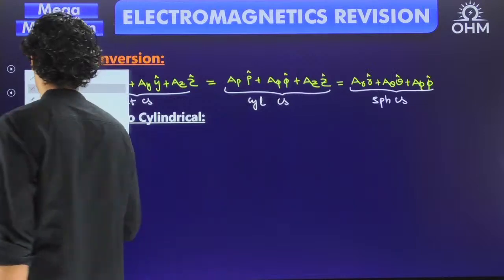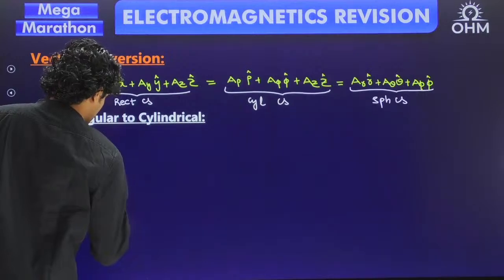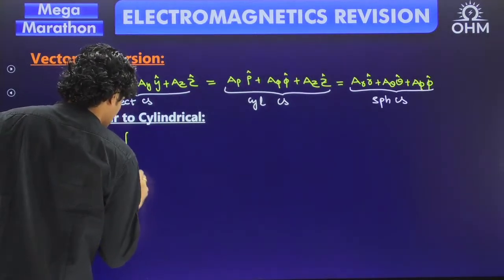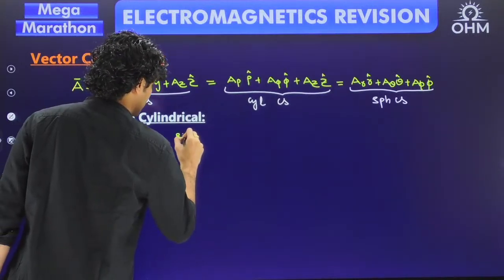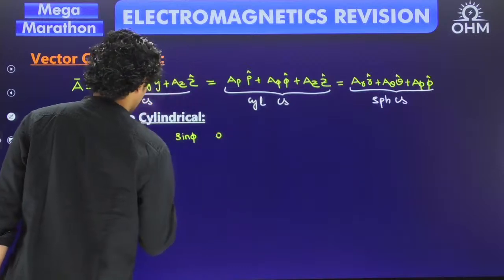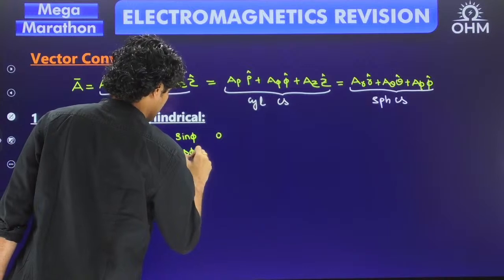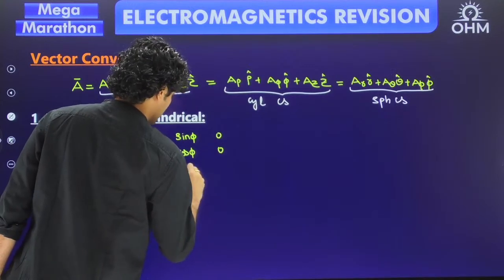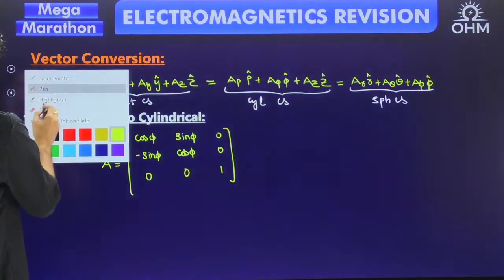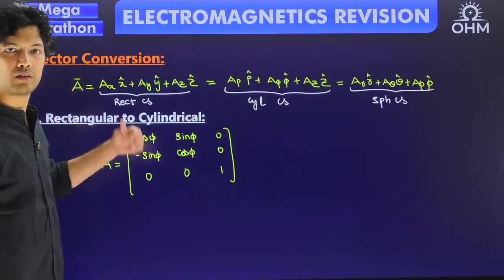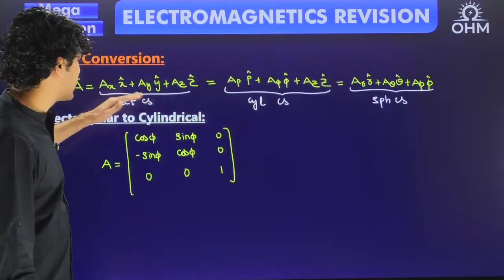Here I will give you some transformation matrices. The first transformation matrix, let me call it A, some 3×3 matrix: cos phi, sin phi, 0; minus sin phi, cos phi, 0; and lastly 0, 0, 1. By using this transformation matrix, we can convert the vector field from one coordinate system to another, initially from cylindrical to rectangular and also vice versa.